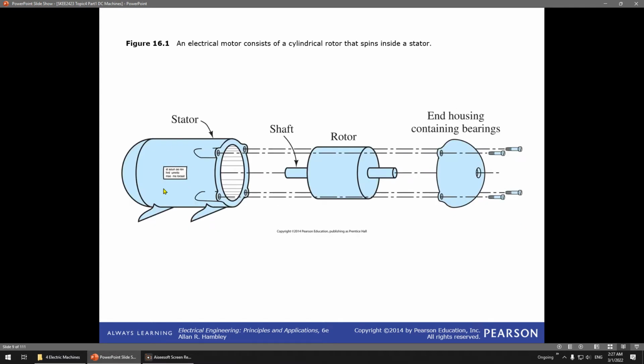You can see here, this is the stator, not moving. You have the shaft here. This is the rotor. This is the end housing. So make sure you know the difference between the stator and the rotor. The rotor rotates, the stator is static.